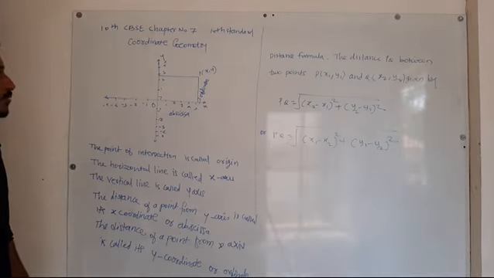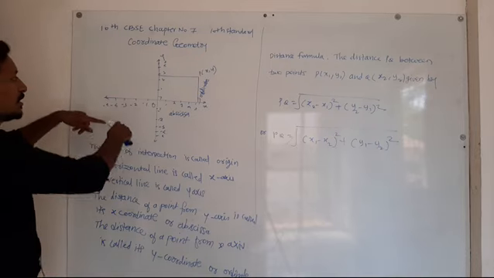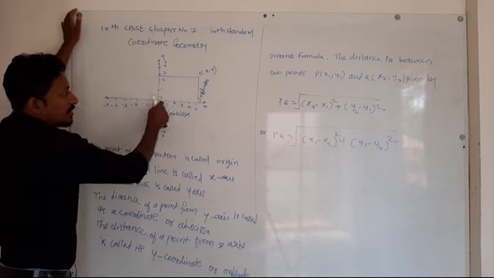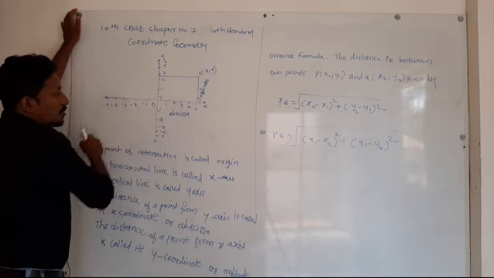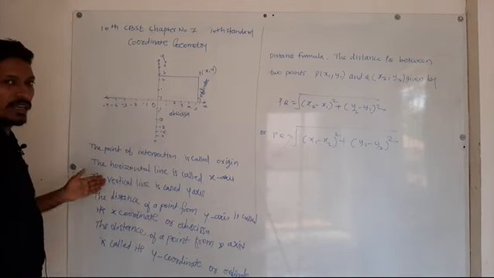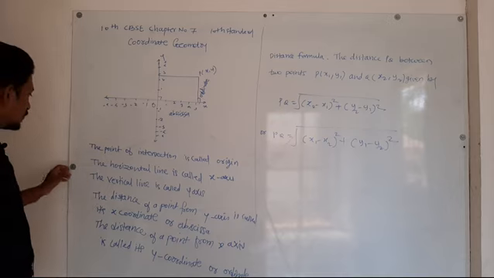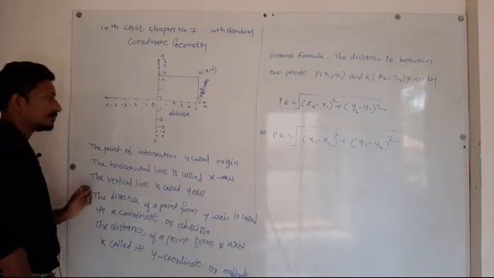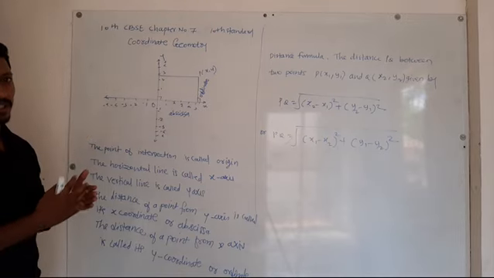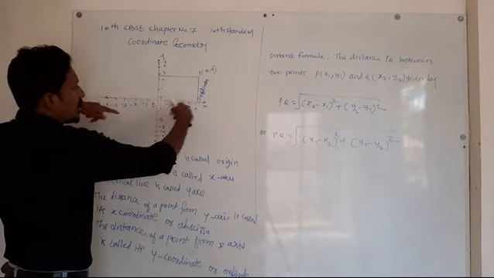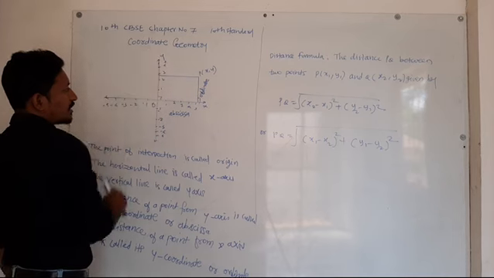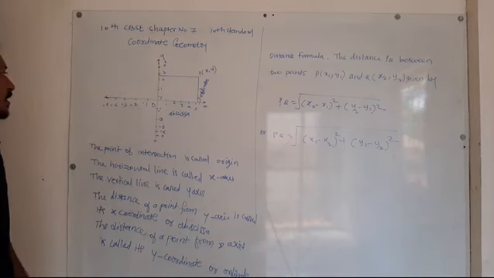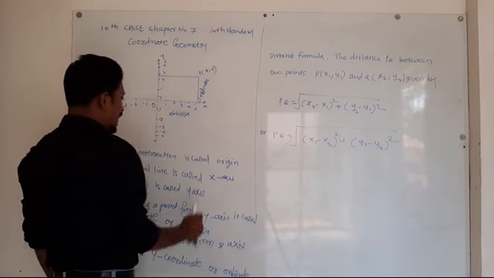Now exercise 7.1. This is the x-axis, this is the y-axis. This is the distance from the x-axis, this is the distance from the y-axis. The point of intersection is called the origin. These two lines, the x-axis and y-axis, intersect at a point known as the origin.